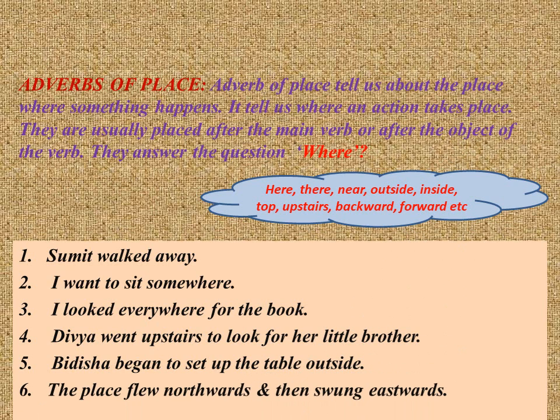Okay, students, let's go ahead. The plane flew northward and then swung eastward. Sorry students, it's not place, it is plane; it's misprinted. So here the plane flew where? Northward. And northward is an adverb. And then where did it swing? Eastward. So eastward is also an adverb. So here you find two adverbs, that is northward and eastward.